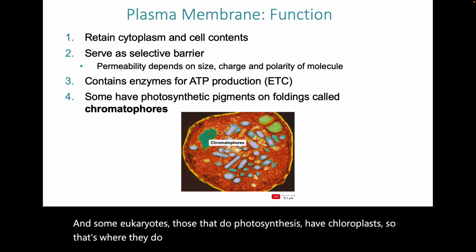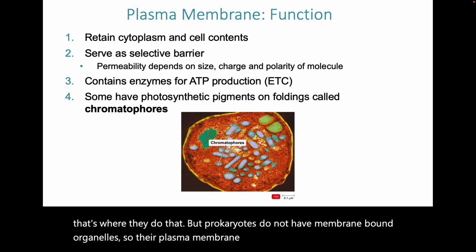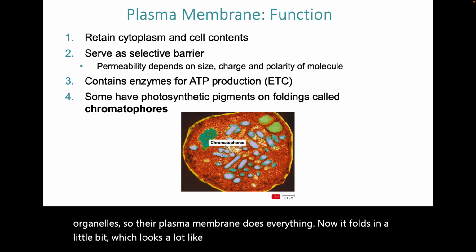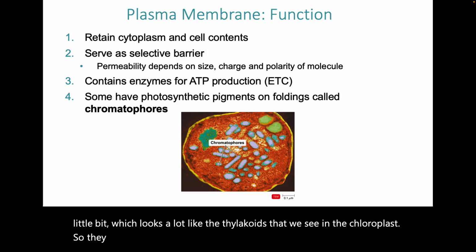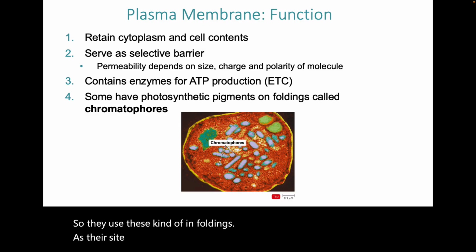But prokaryotes do not have membrane-bound organelles, so their plasma membrane does everything. Now, it folds in a little bit, which looks a lot like the thylakoids that we see in the chloroplast. So they use these kind of infoldings as their site for photosynthesis, but it is the plasma membrane. Okay.